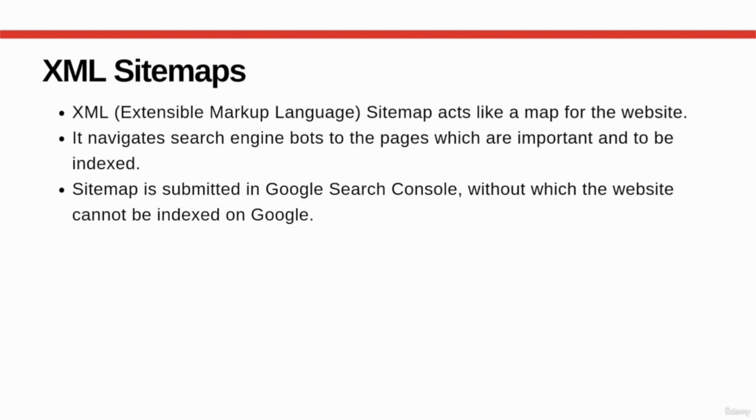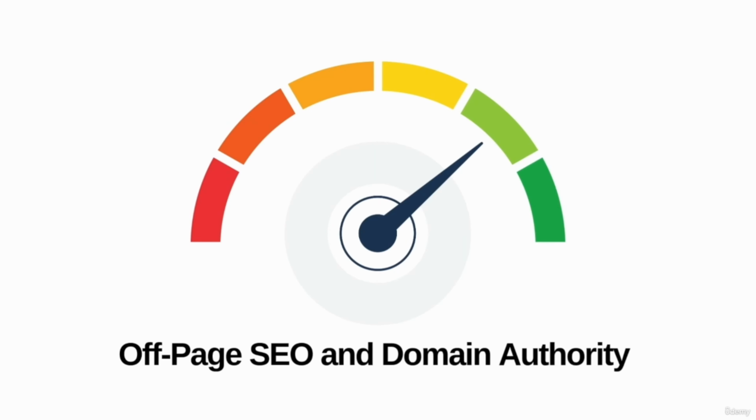The next important concept is the relation between off-page SEO and domain authority. Domain authority is a valuable metric for evaluating a domain's strength in relation to search rankings. However, it is not a universally recognized measure across all search engines. Each search engine has its own criteria for assessing domain strength and ranking potential.